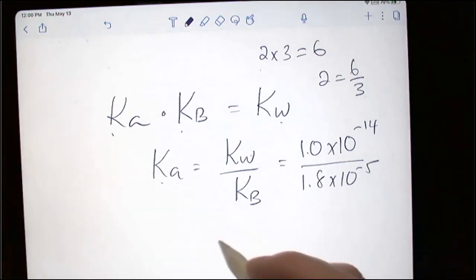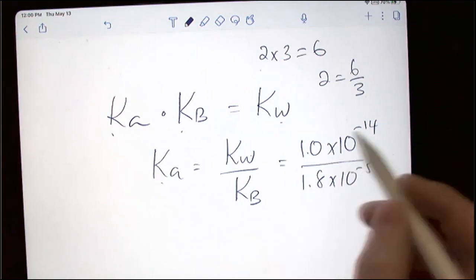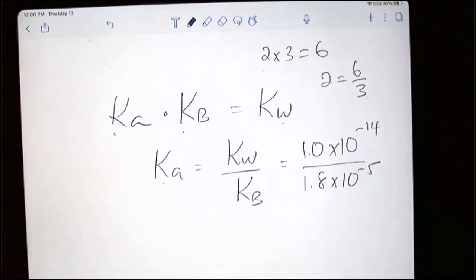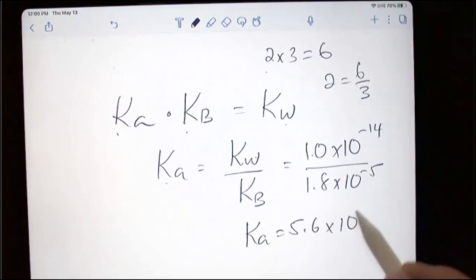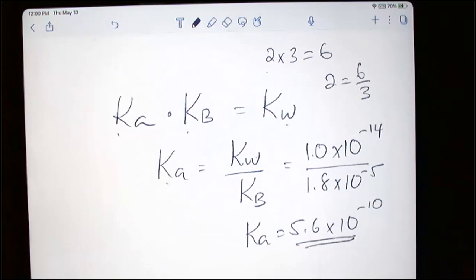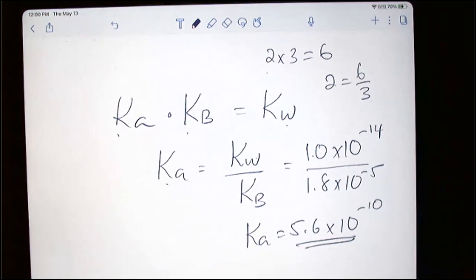In the middle of May, I still had people in slot A who didn't know how to do scientific notation on their calculator. How could that be in the middle of May? Your answer is supposed to be 5.6 times 10 to the minus 10. Is there anybody who cannot get that on their calculator?